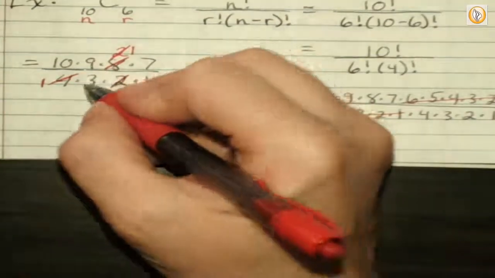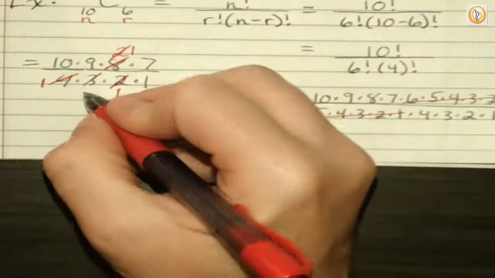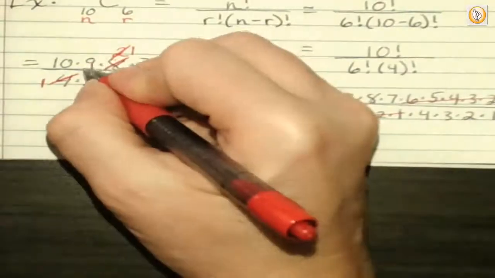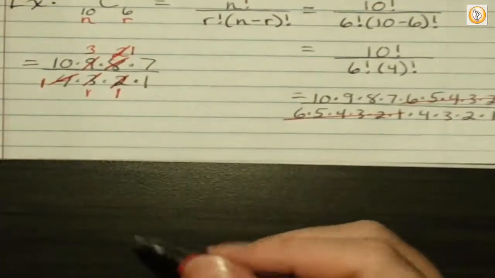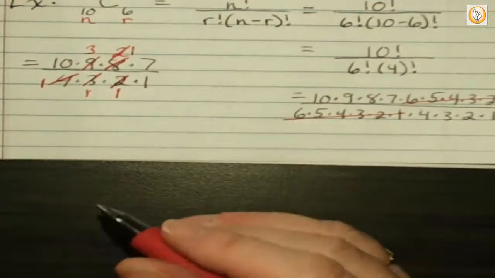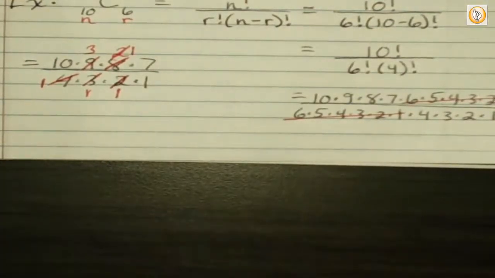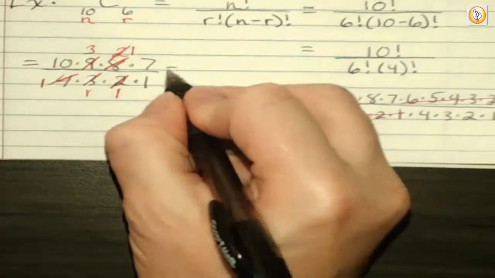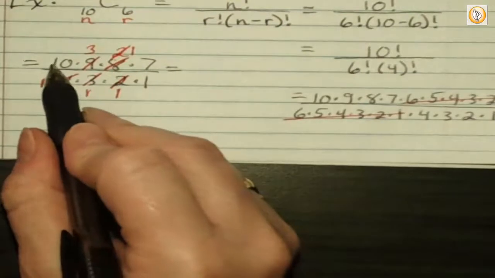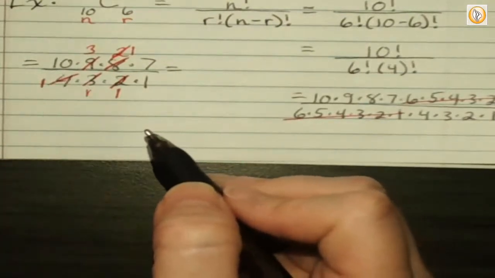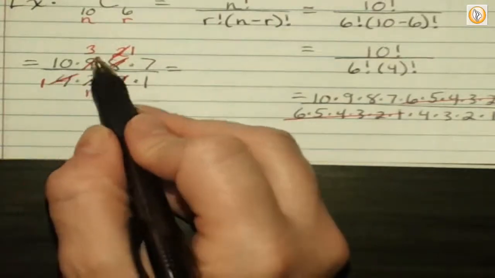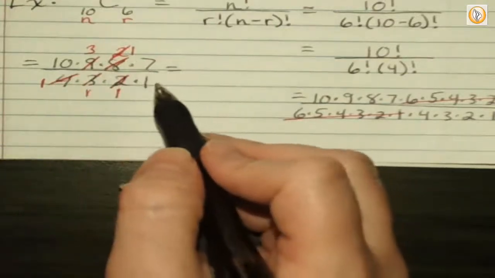Okay, Izzy. 3 and 9. How many times does 3 go into 3? 1. And how many times does it go into 9? 3. Is there anything else? Okay, so you can keep playing with this till you get it to where it looks better. So now you multiply across: 10 times 3 times 1 times 7.